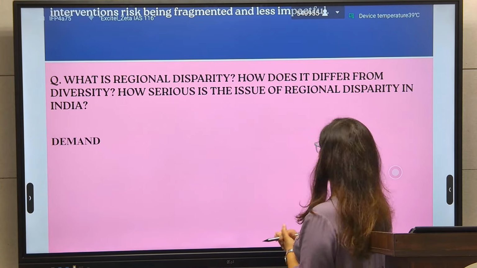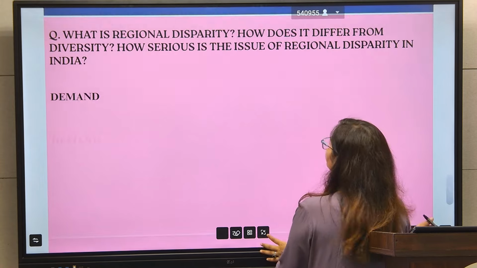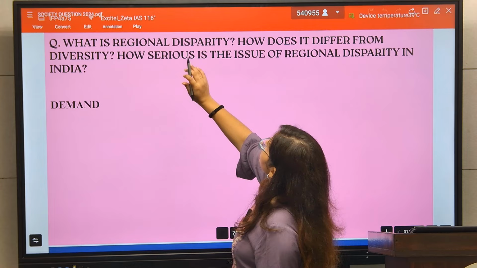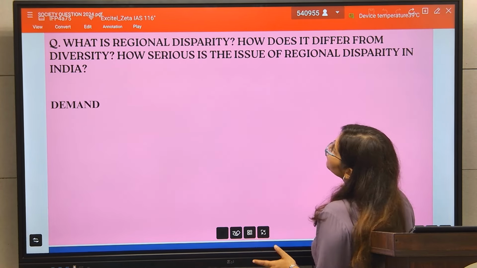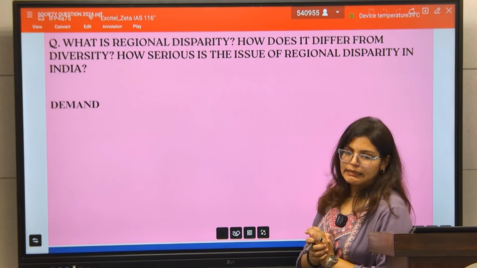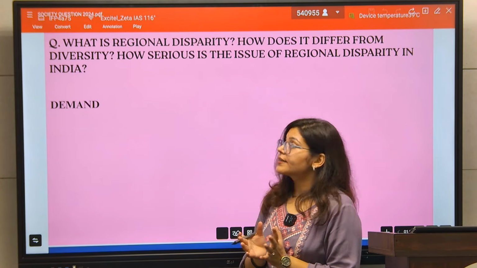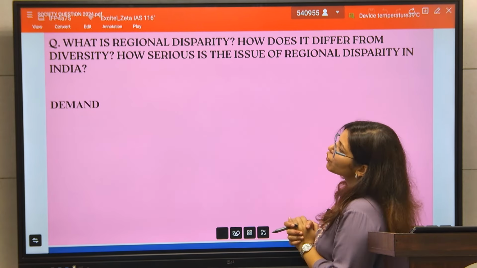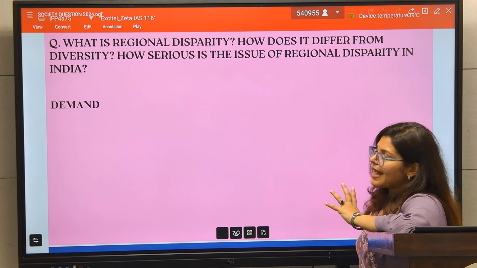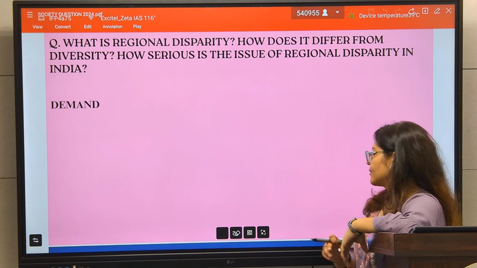Let's move to our fourth question, and we are starting with the 15 marker. So this is a 15 marker question. See, the question says, what is regional disparity? How does it differ from diversity? How serious is the issue of regional disparity in India? So the question has three parts. First, what is regional disparity? Second, how does it differ from diversity? So you have to write the difference between disparity and diversity. And how serious is the issue of regional disparity in India?